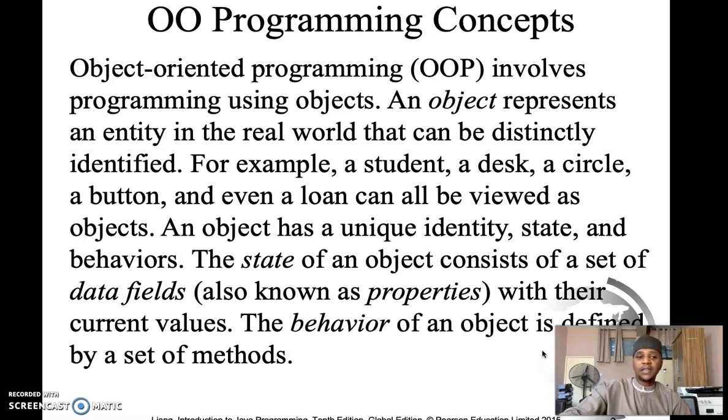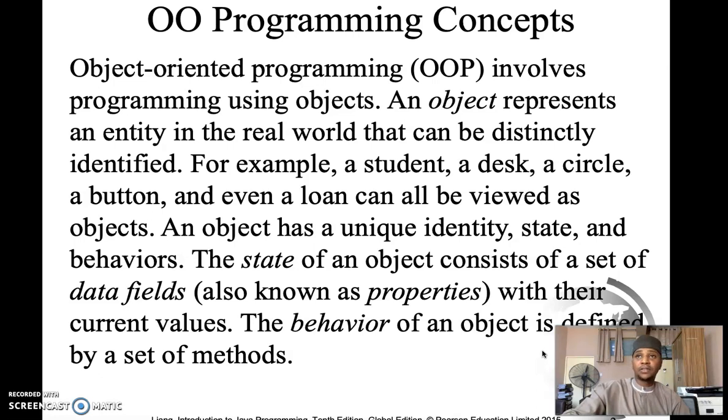So it can be anything, for example, a student, a class, a car, a circle, even some concept of taxation like a loan. An object has a unique identity, state, and behavior. So what is the state of an object? The state of an object consists of a set of data types.